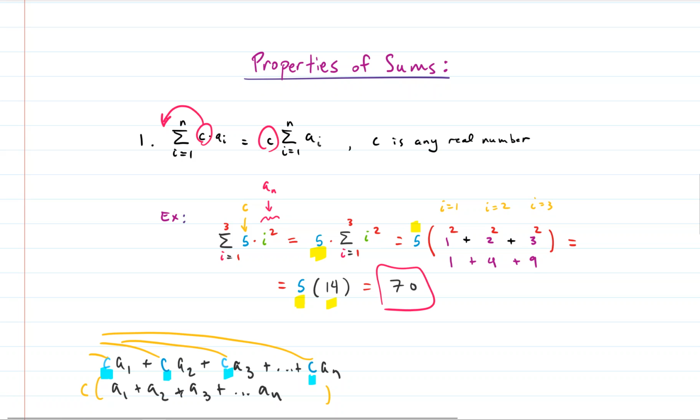So you can do it either way. You can keep the constant in and then add them all up, or you can pull the constant out, add your sum, the a sub i's, and then multiply the constant in later. Either way works.